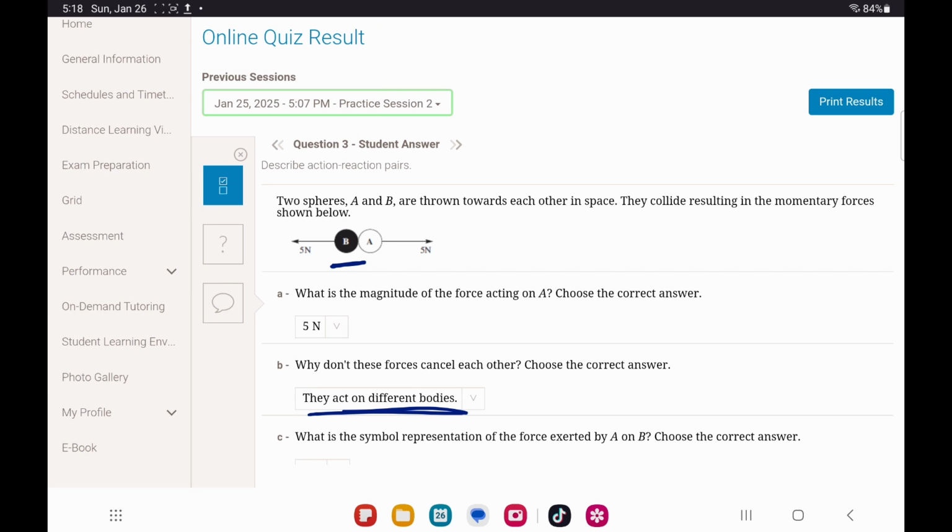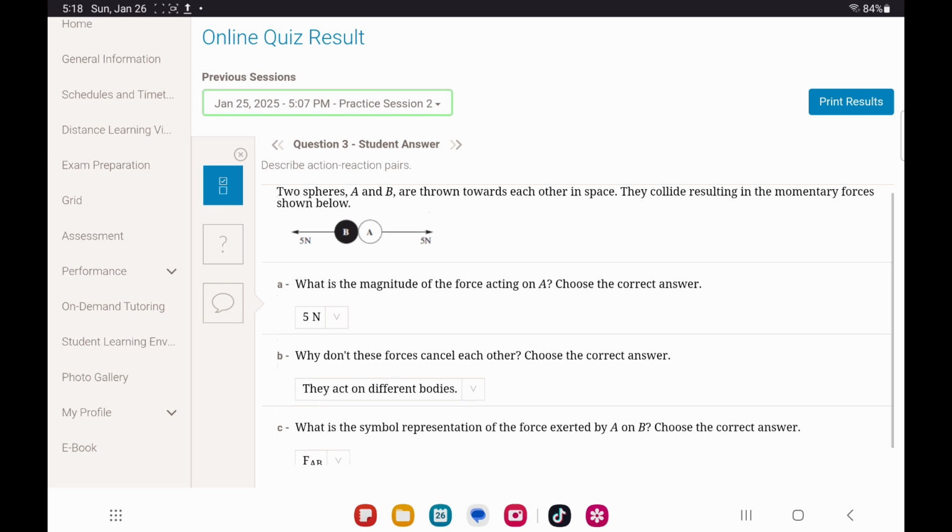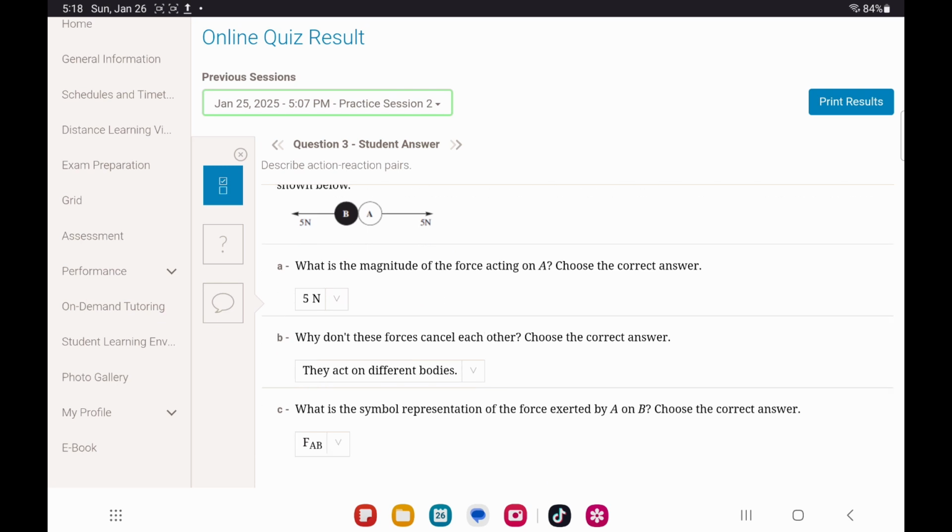If they act on the same bodies, this is supposed to be 0 newtons because both of them are 5, okay? Now, what's the symbol represented by the force exerted by A on B? If you watched the 3.1 to 3.6 videos for physics on Walid's channel, which is this one you're watching right now, you would know how to represent this force. If you didn't, you should go watch it right now.